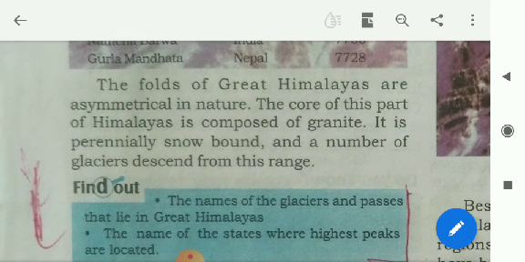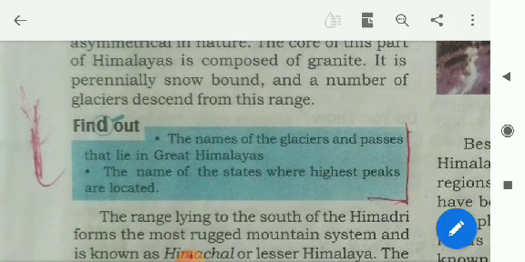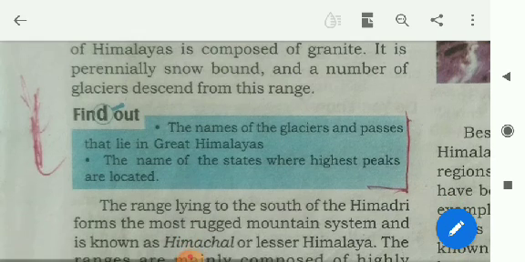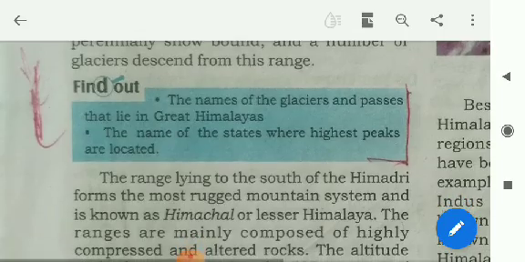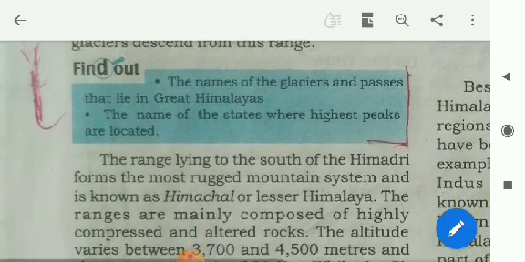The folds of the Great Himalayas are asymmetrical in nature. The core of this part of the Himalayas is composed of granite. It is perennially snowbound and a number of glaciers descend from this range.